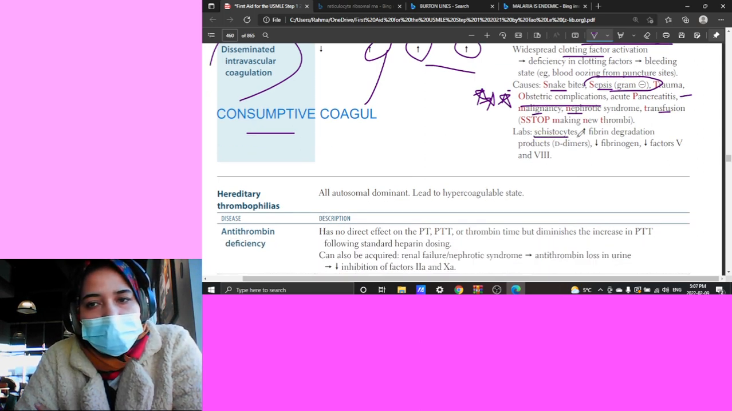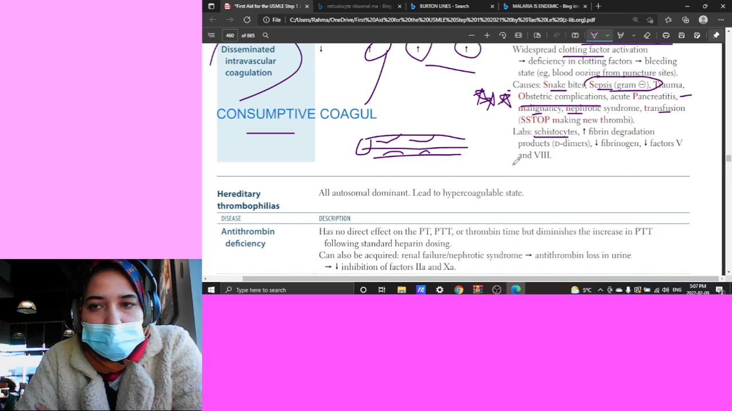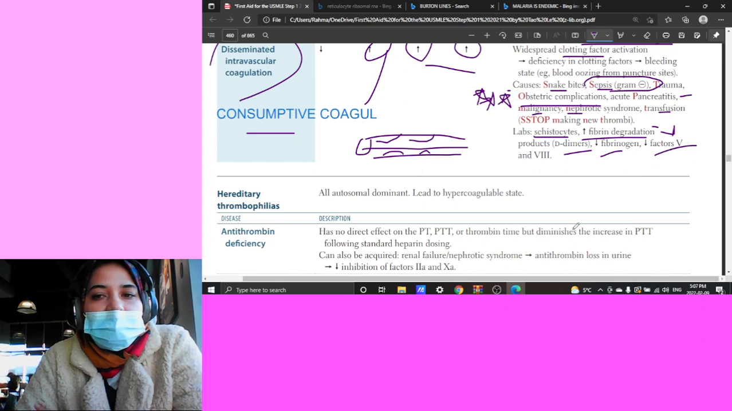You're going to have elevated schistocytes because, again, everywhere you have clots, the RBCs are damaged as they try to pass through. The body attempts to break down these clots. You have increased fibrin degradation products, increased D-dimer. I've used up my coagulation factors, so I have decreased fibrinogen, decreased factor 5, and decreased factor 8.